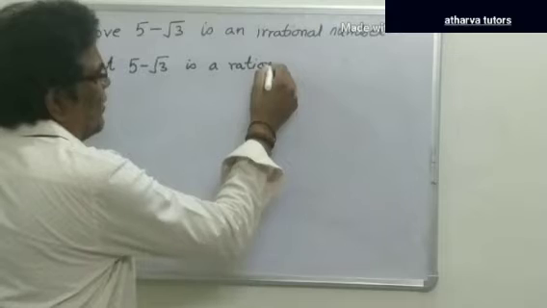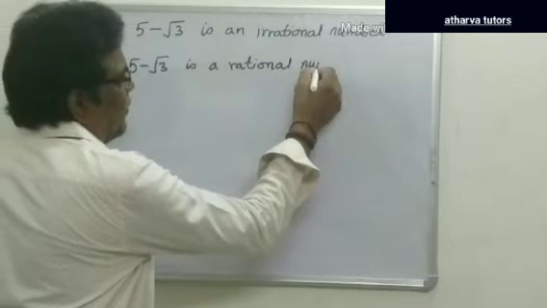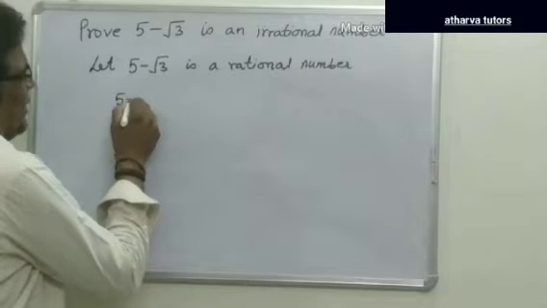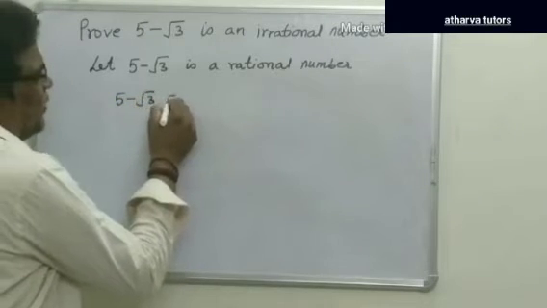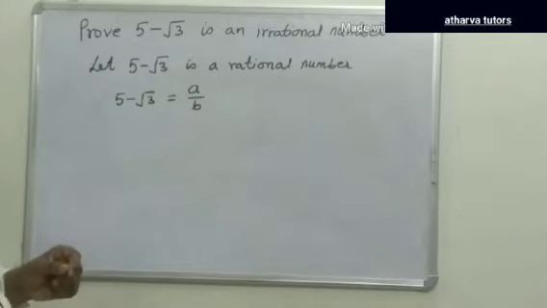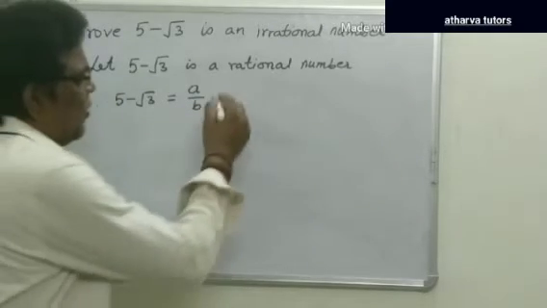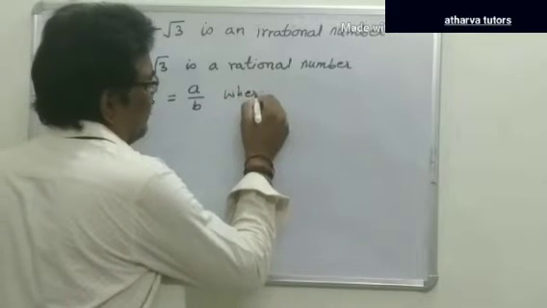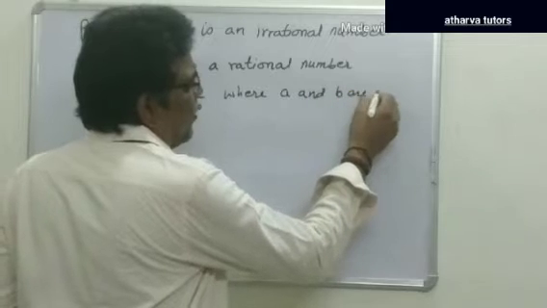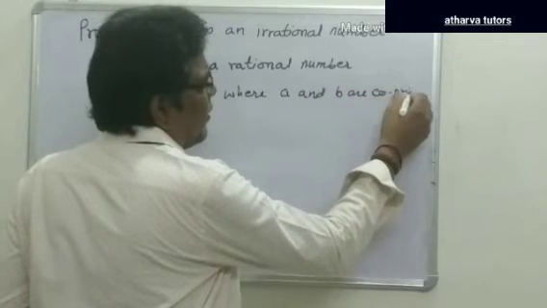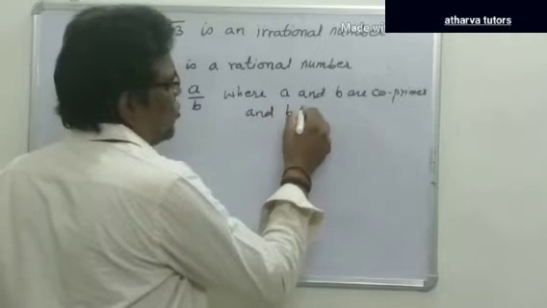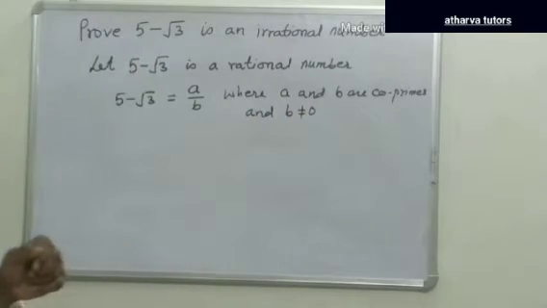Now if it is a rational number, then this 5 minus root 3 can be written in the form a upon b. Therefore 5 minus root 3 equals a upon b, where, same thing, a and b are co-primes and b is not equal to 0.